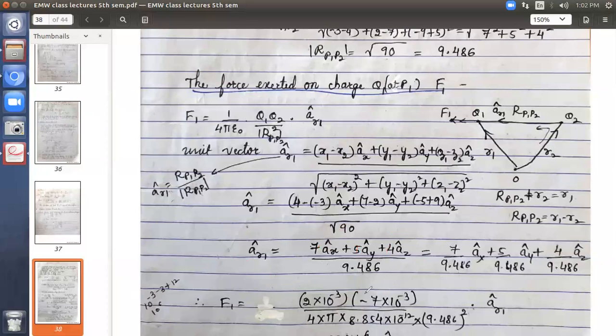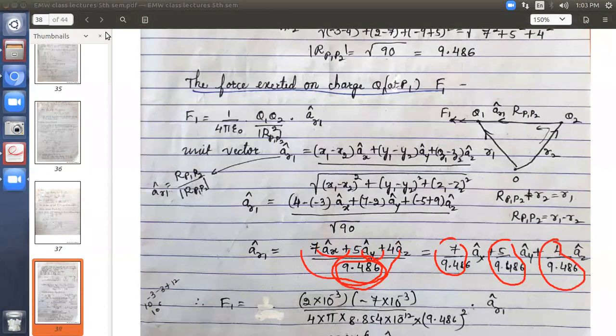Further, what I have done, just split this denominator applicable to each term. 7 divided by this, then 5 divided by this, then 4 divided by this. I have split this complete vector into 3 different ax, ay and az directions. So this is the unit vector. Now further in the force we have these many things multiplied by the unit vector. So now we are able to calculate the force.